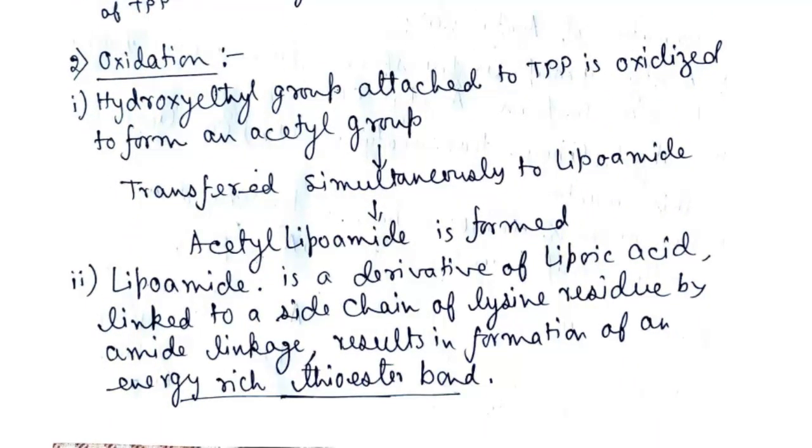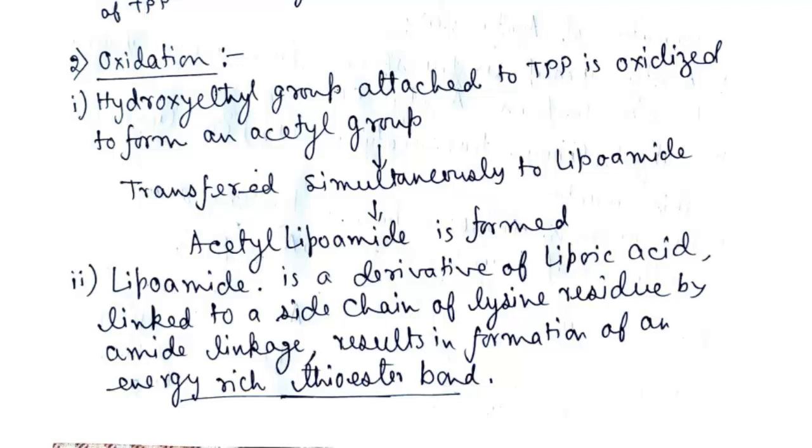Now second step is oxidation. What happens in this step? Here the hydroxyethyl group that is attached to thiamine pyrophosphate is oxidized to form an acetyl group, and it is simultaneously transferred to lipoamide, and there is finally formation of acetyl lipoamide.